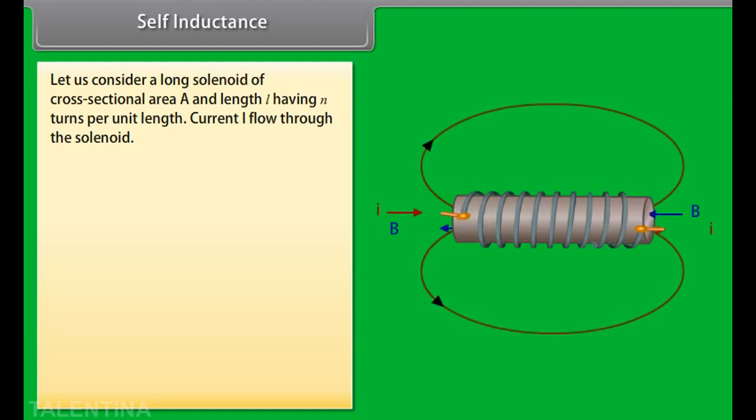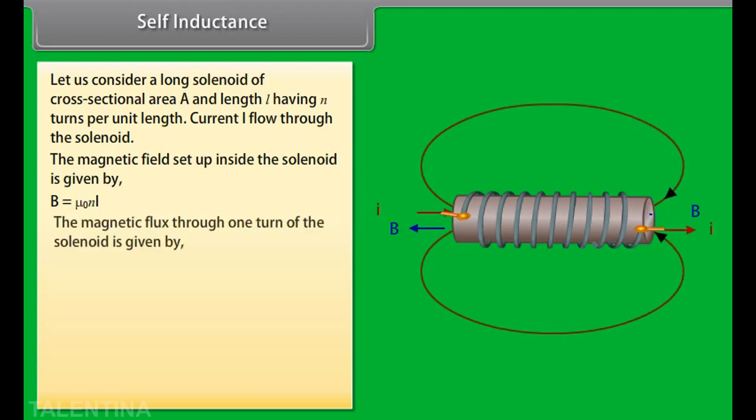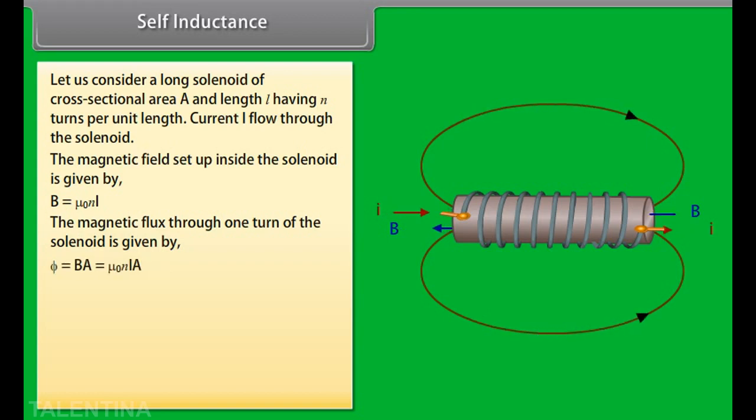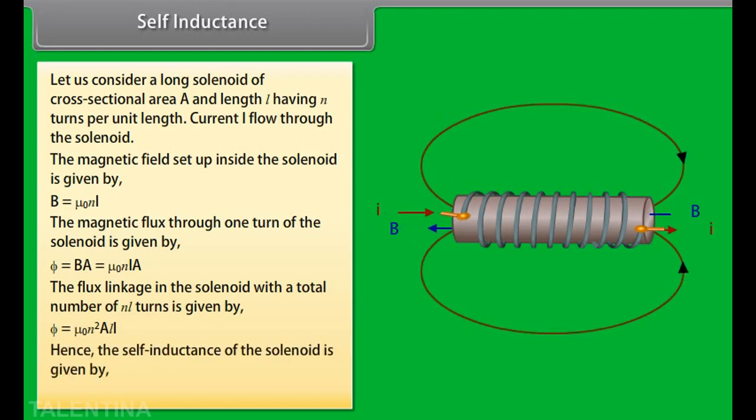Let us consider a long solenoid of cross-sectional area A and length l having n turns per unit length. Current I flows through the solenoid. The magnetic field set up inside the solenoid is given by the product of μ0 n and I. The magnetic flux through one turn of the solenoid is given by the product of μ0 n, I and A. The flux linkage in the solenoid with the total number of nl turns is given by μ0 n² A l I. Hence, the self-inductance of the solenoid is given by μ0 n² A l.